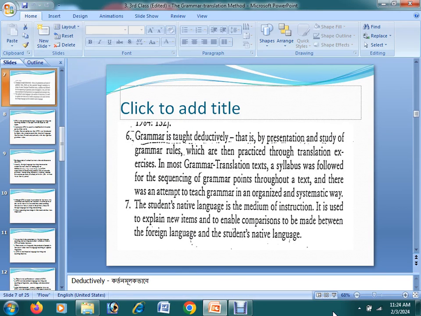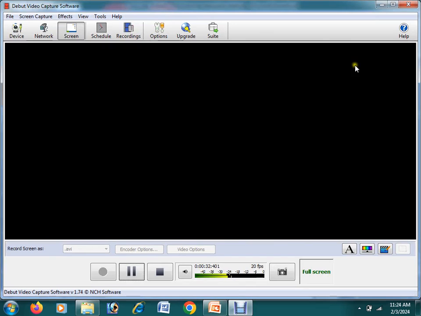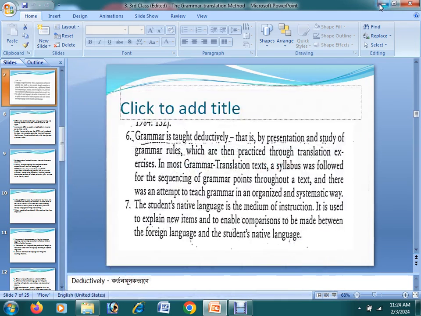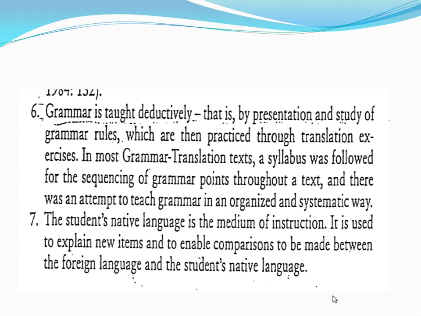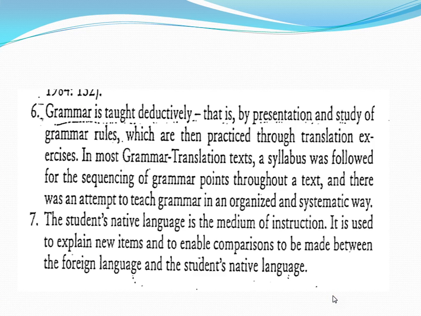Okay, so we are in that process that the students' native language is the medium of instruction, and for this reason students and learners both will be benefited. Okay, it is used to explain the new words and to enable comparison to be made between the foreign language and the students' native language.